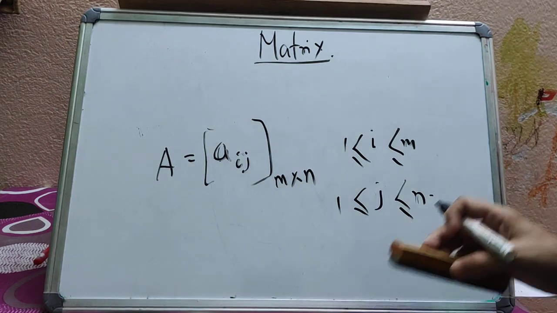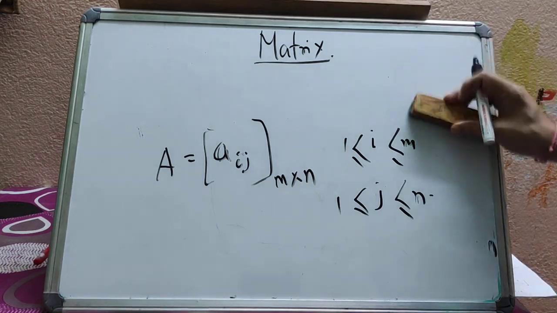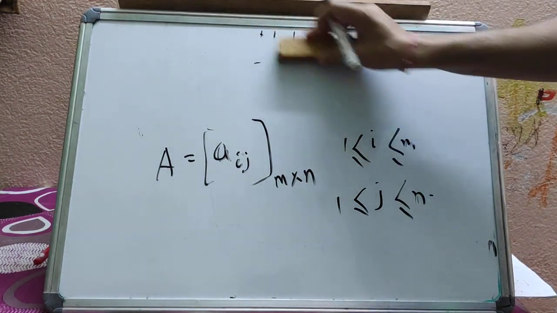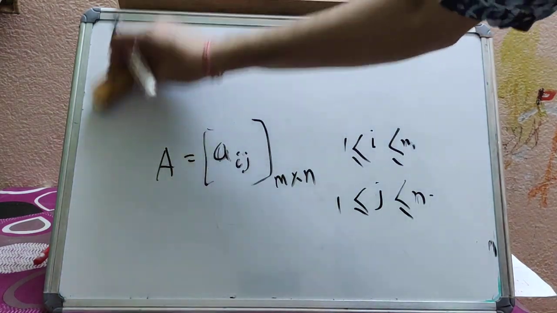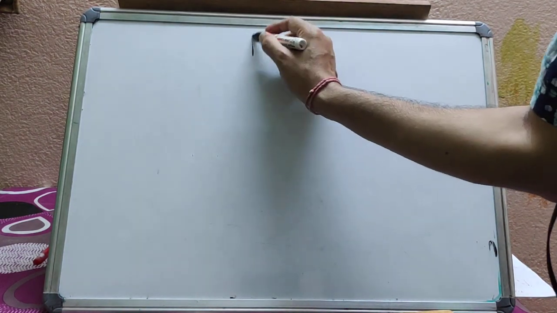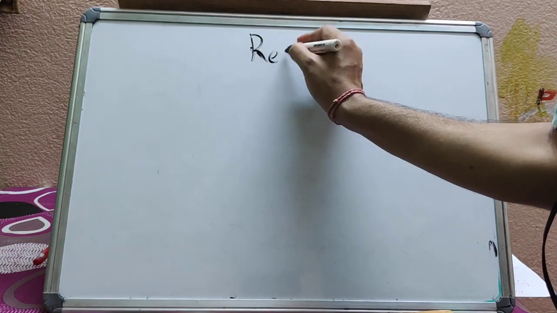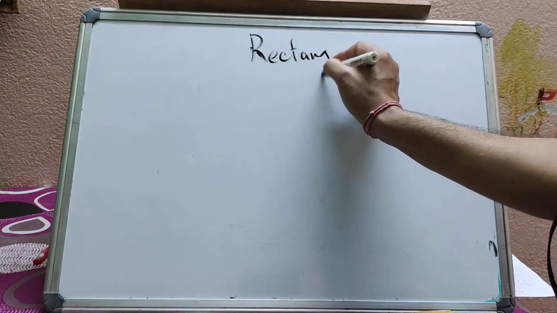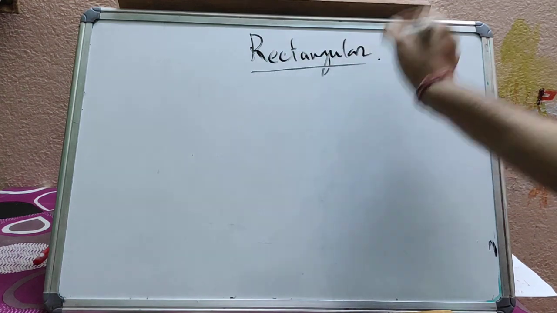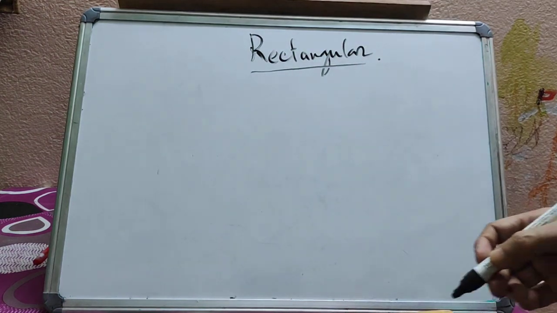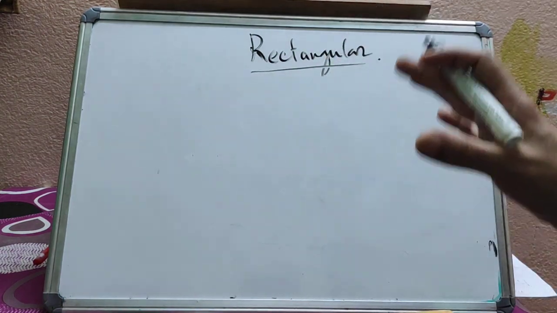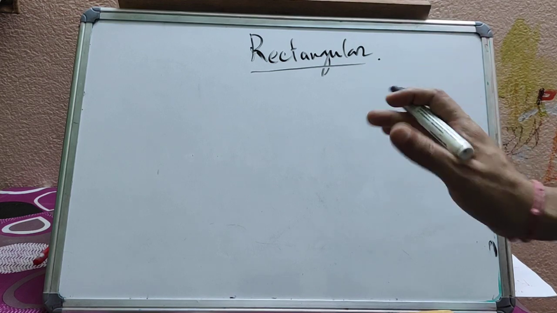Now we will learn about different types of matrix. So what are the different types of matrix? The different types of matrix are, first we see the rectangular matrix. What is a rectangular matrix? Rectangular matrix means it will be in the shape of a rectangle.